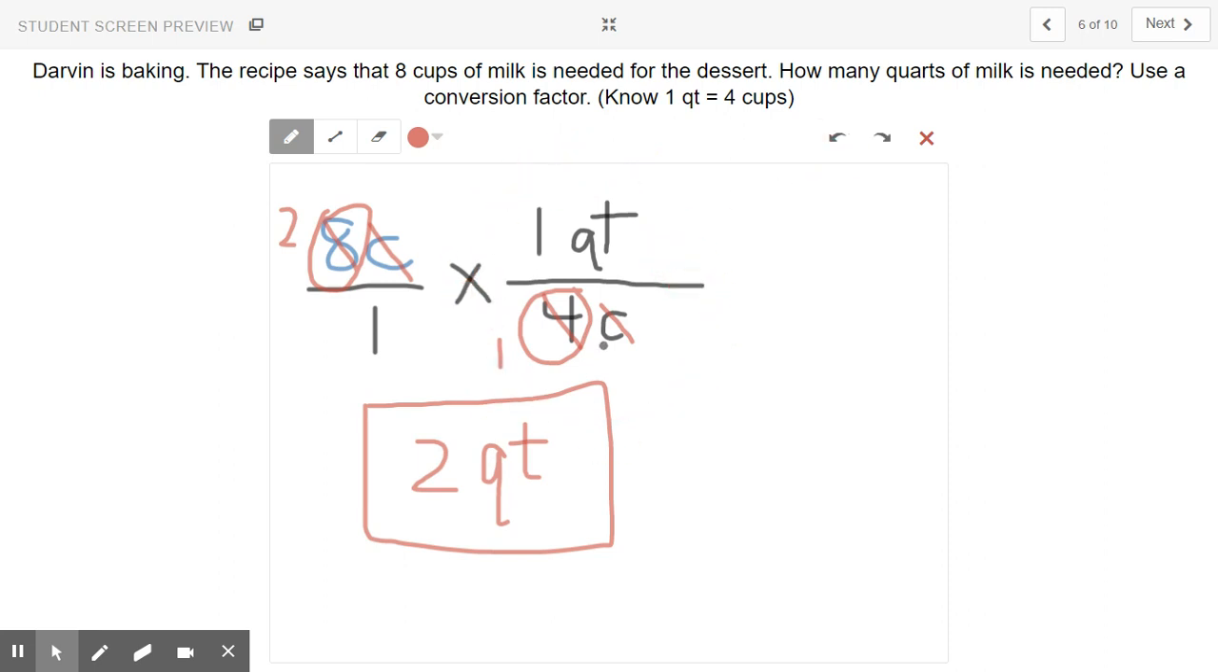I cancel my cups out here. These two get canceled out. And then I notice 8 and 4 could both be divided by 4. 8 divided by 4 is 2. 4 divided by 4 is 1. Then you multiply across, and the answer is 2 quarts.